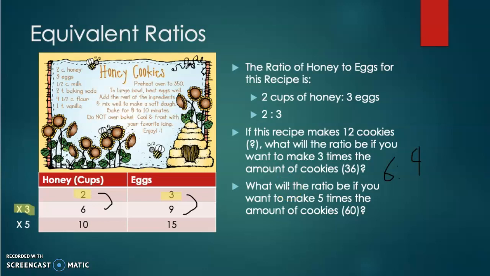All right, so we're just finding equivalent ratios because what you want to do is maintain that ratio. If you just increase it by adding 3, that's going to be 5 to 6, and you're actually throwing off the ratio, so it won't taste as good. That's why you have to maintain your ratios in cooking.